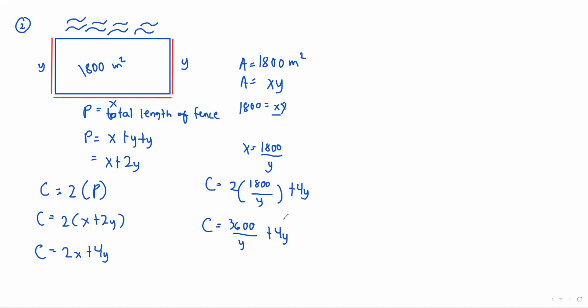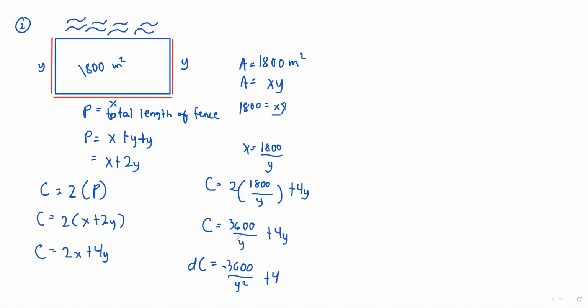So next natin, to get the minimum cost or yung change of cost natin, di ba? Rate of change of cost, need natin siya i-derive. Okay? So magiging, ano na siya? Negative 3600 over Y squared plus 4. Negative pala to, sorry. Nagiging negative siya kasi VDU minus UDV over V squared. Ayan na yung working equation natin.